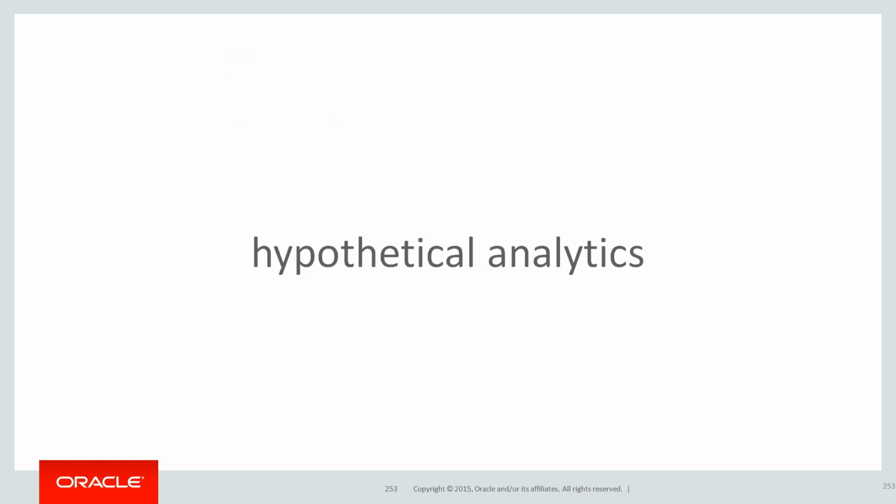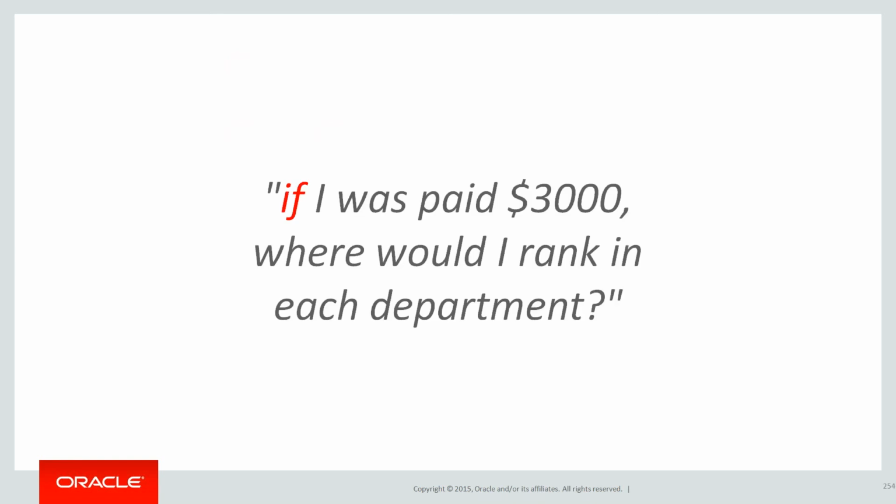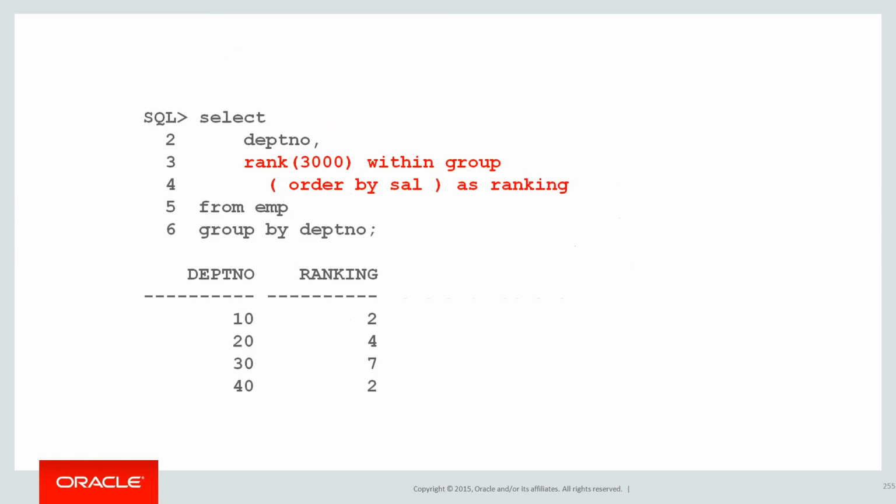I've got hypothetical analytics. Rather than give me the ranking of all the salaries, I can say, if I was paid $3,000, I have no row that was matched that is salary $3,000. I can say, if I was paid $3,000, where would I actually rank? And rank 3,000 within group order by salary. So using the within group as opposed to over says, this is where I would rank in the department if I was paid $3,000, as opposed to I need to have some data of 3,000 and then I can rank it. So this is a hypothetical analytic.